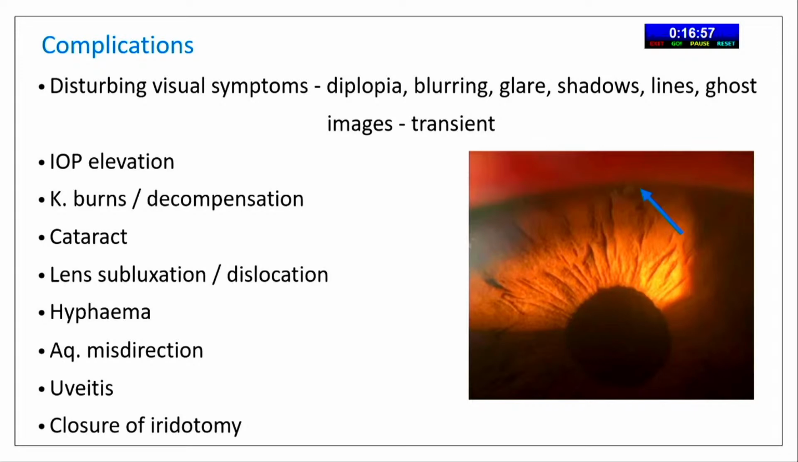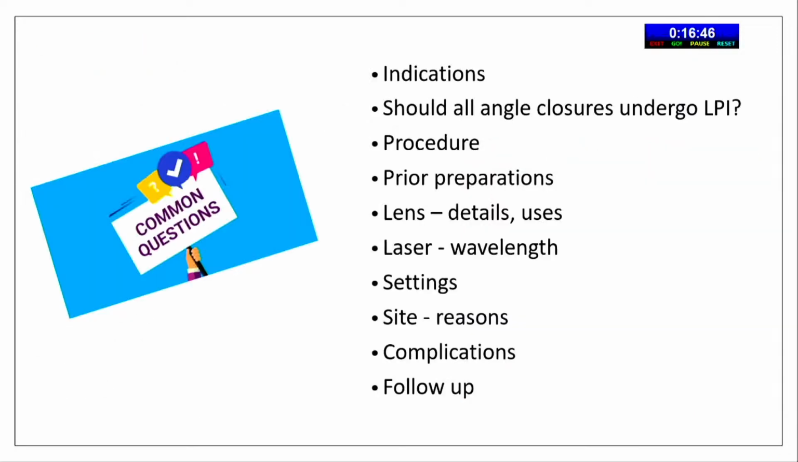Other complications are IOP elevation, damage to cornea, damage to lens, hyphema, aqueous misdirection, uveitis, and if there is a significant amount of inflammation or your iridotomy is too small, then it can get closed.